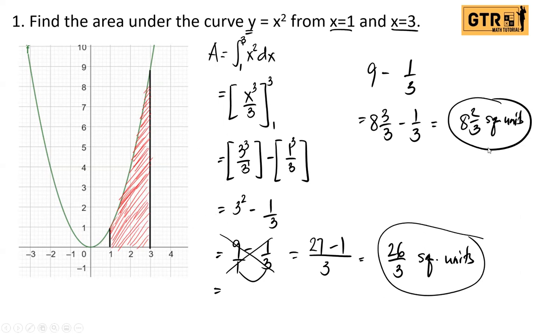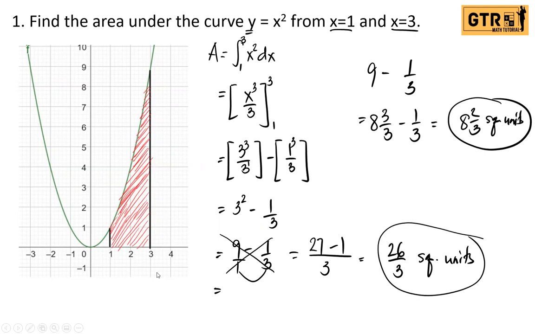Okay, so if we estimate 8 and 2/3, if we count the number of square units, we have 1, 2, 3, 4, 5, 6. Okay, so it's around 8 and 2/3. So our answer is correct.